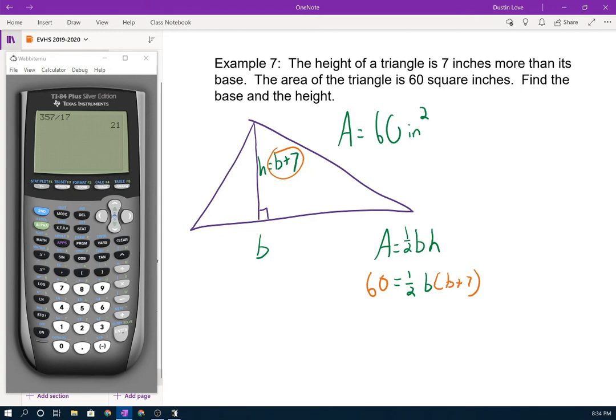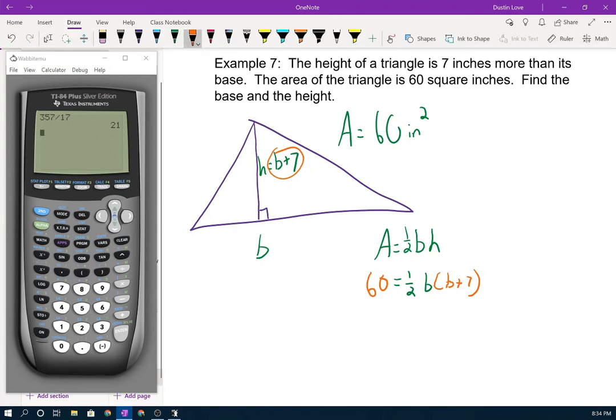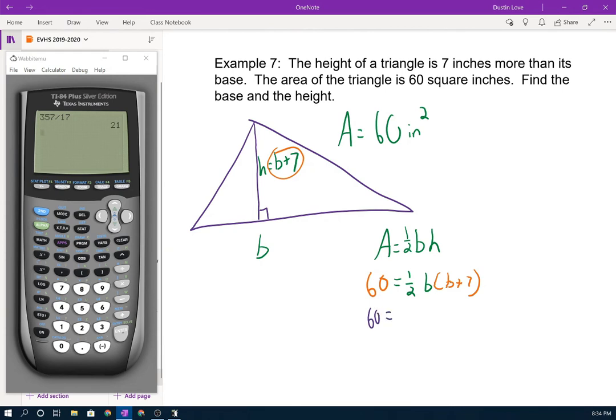So we're going to have to solve this equation. And this does not look fun, but we'll get through it. Just one small step at a time and you'll be okay. So 60 is going to go along for the ride. Now, this 1/2 b, I'm going to have to distribute to the b and to the 7. So that gives me 1/2 times b.